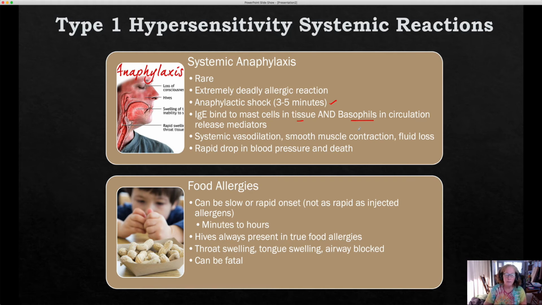This causes systemic vasodilation, which is why the person just kind of blows up and has such excess edema, smooth muscle contraction throughout the body, fluid loss, and a massive inflammatory reaction and response. Ultimately, because of the systemic vasodilation, there's an extreme drop in blood pressure, and that's why it's called shock. Shock is an extreme drop in blood pressure. This can lead to death, and a person can die from anaphylactic shock in 3 to 5 minutes.